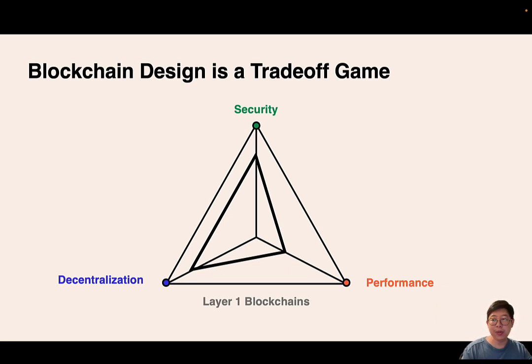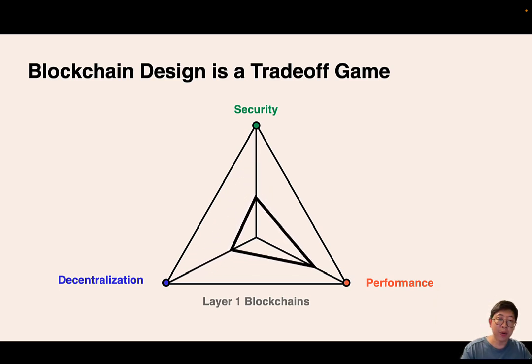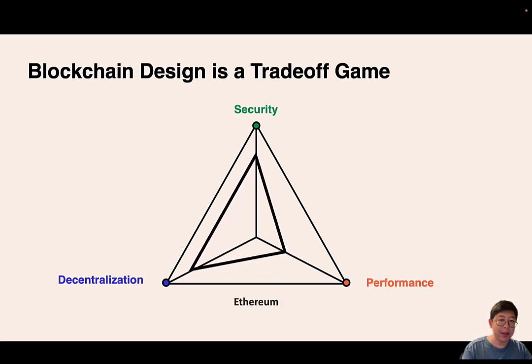Blockchain design has always been a trade-off game. So when we're designing layer 2, layer 1 blockchains, security, decentralization, and performance is the very famous blockchain design trilemma, where you can achieve at most two and sacrifice the other, to build a layer one blockchain. Different blockchains choose to operate at different trade-off points. And for example, Ethereum here operates at high security, high decentralization, but pretty low performance.